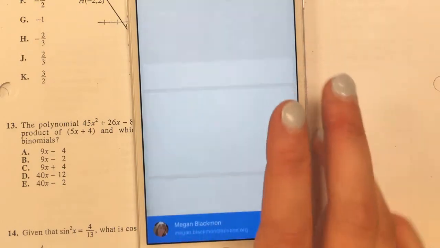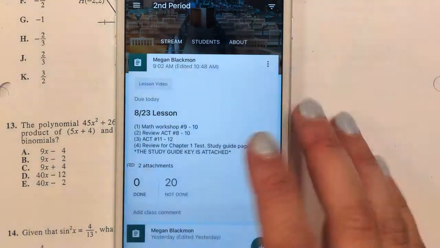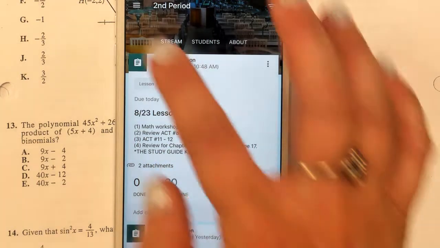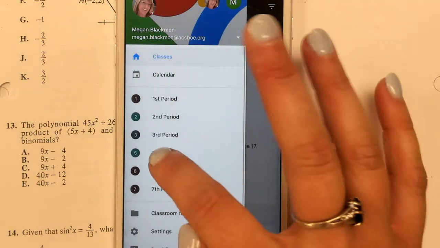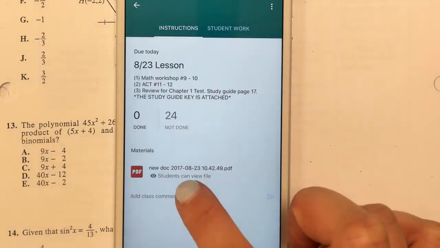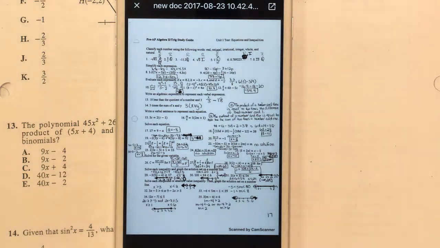All right, when you get to Google Classroom, the very first thing that you should do is look at today's lesson, and it has, oh wait, wrong class period. Wait, what? 5th period, there we go. All right, it has an attachment. That attachment is a PDF file. That PDF file is the answers to your study guide.